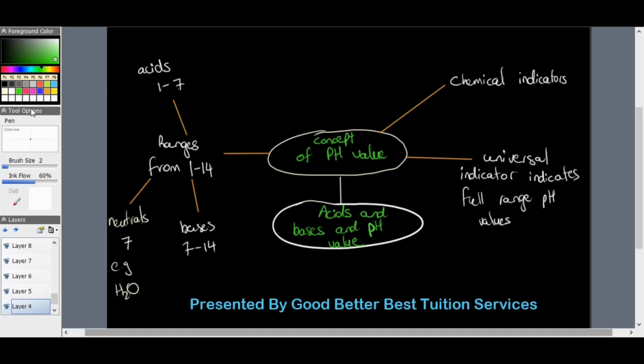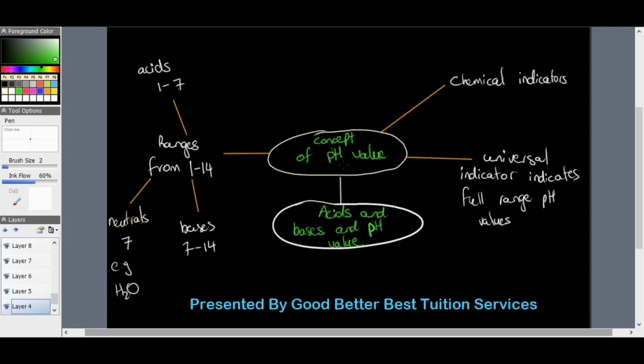We're going to break this topic up into the concept of the pH value, and we're going to discuss it in terms of chemical indicators. We're going to go there first and have a look at what indicators entail, and basically how we can show or determine whether a substance is an acid, a base, or a neutral substance. We're also going to have a look at the universal indicator and what it indicates.